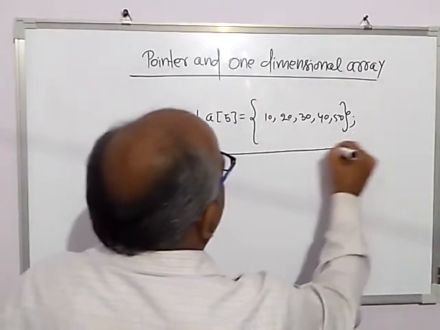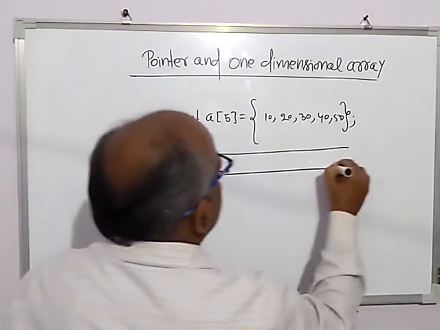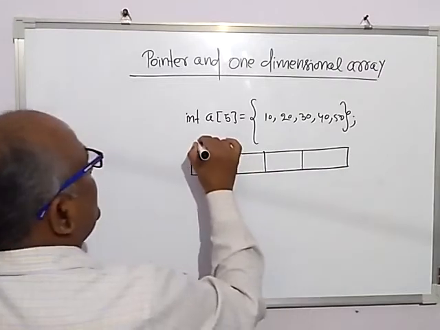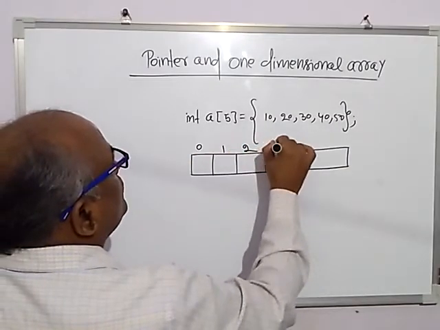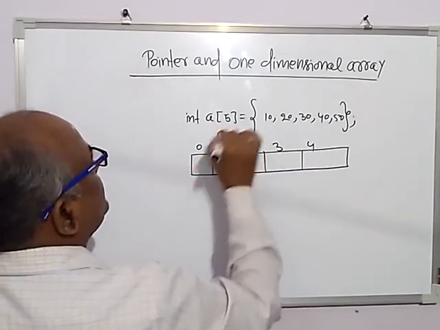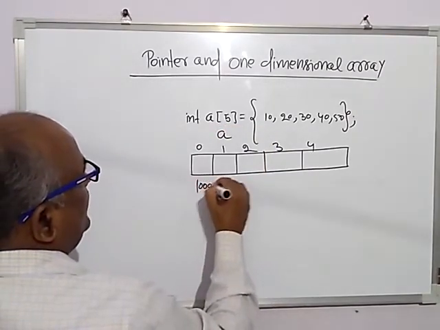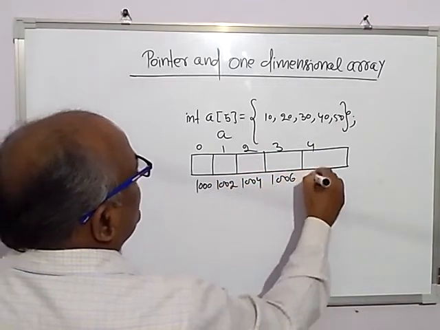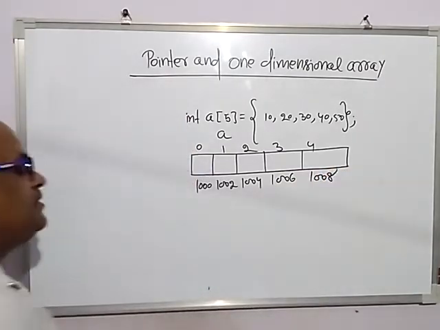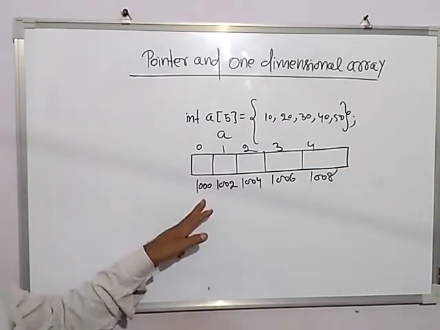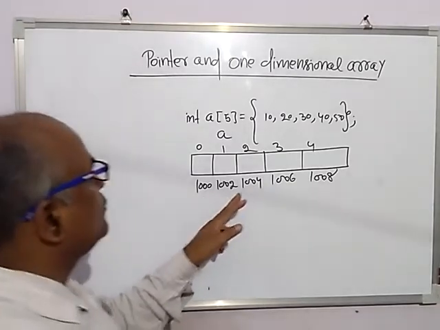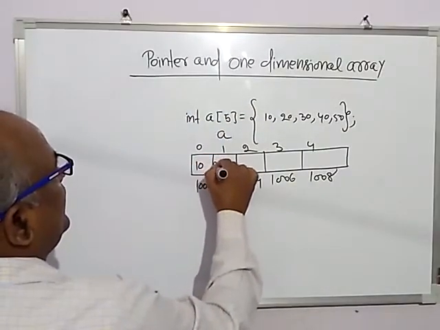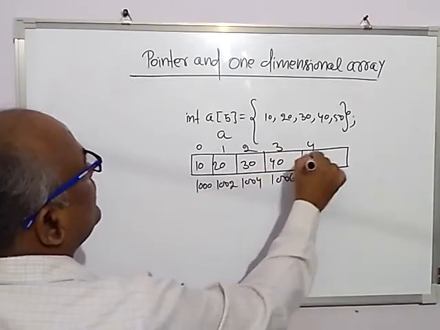So pictorially we can represent the array like this. There are 5 memory locations. The index is 0, 1, 2, 3, 4. The name of the array is a. The addresses are 1000, 1002, 1004, 1006, 1008, because the size of the integer type is 2 bytes. Since the starting address is 1000, the next is 1002, 1004, 1006, like this. The values are 10, 20, 30, 40, 50.